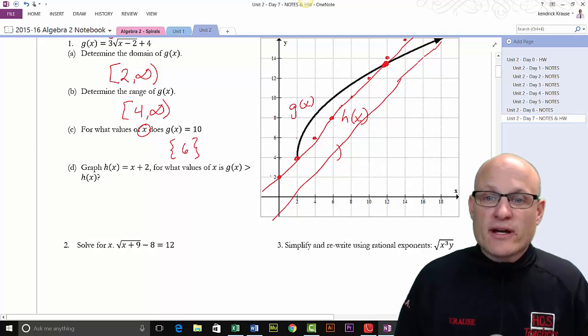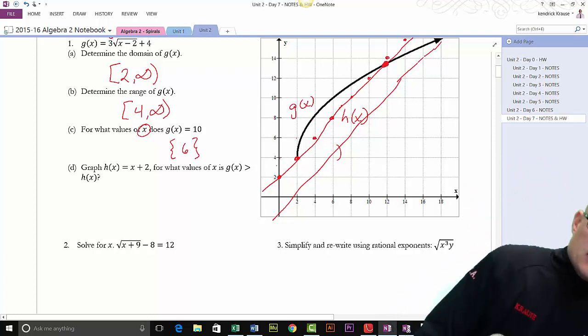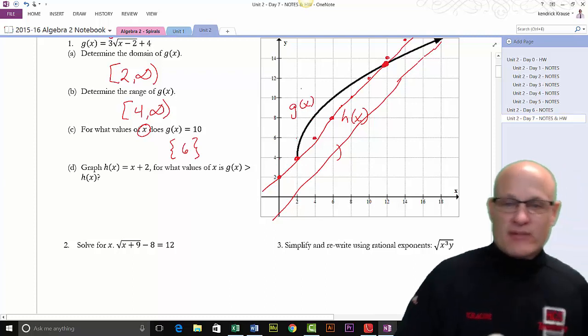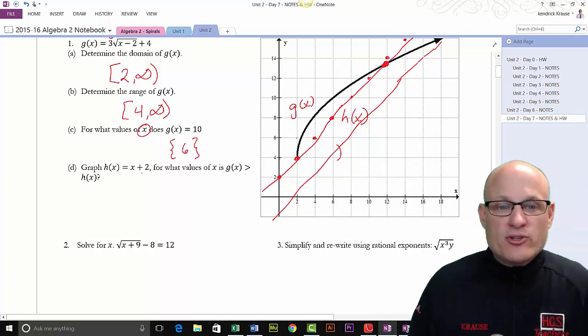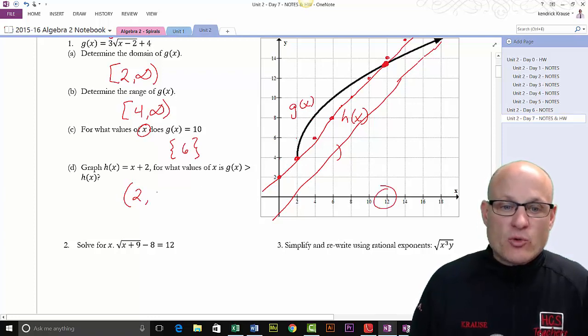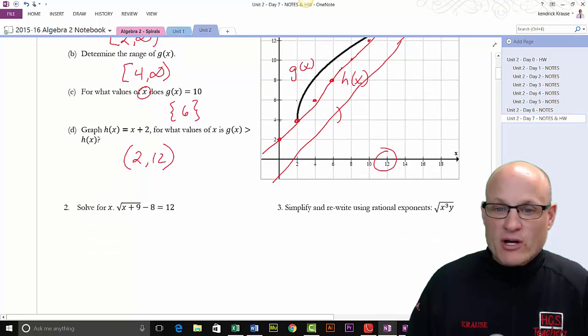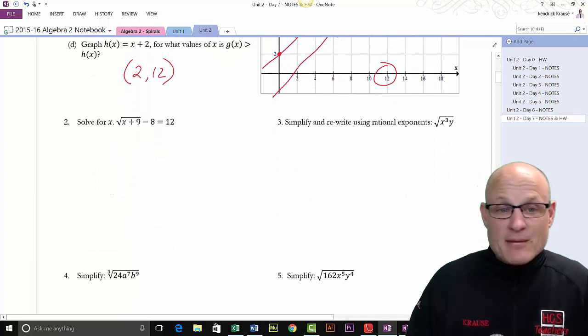So when is g of x greater than h of x? Whatever. Let's go with what's there, though. G of x is greater than h of x from 2, not including 2, all the way over. And let's say, for all intents and purposes, they hit each other around 12. So 2 to 12, it's greater than. It's not quite right. I don't like that question. I'm going to probably have to fix that one before we graph it. So if I changed it, I apologize.